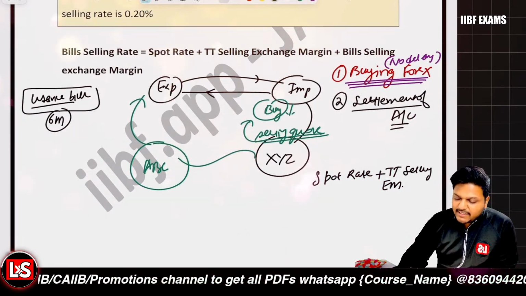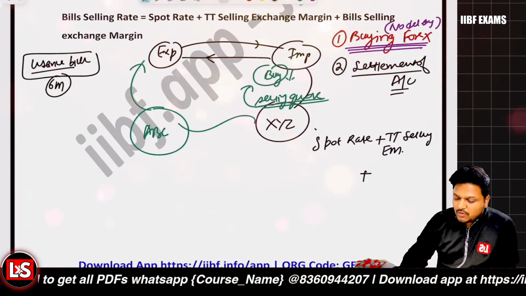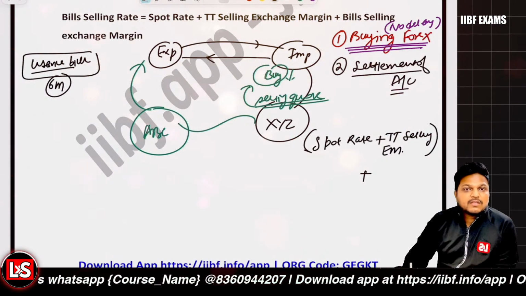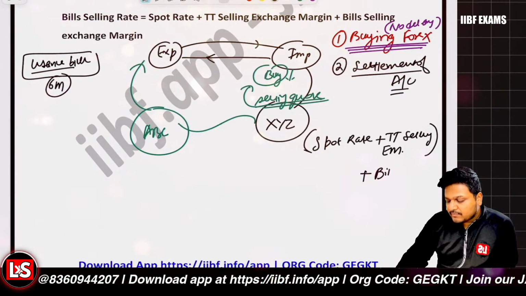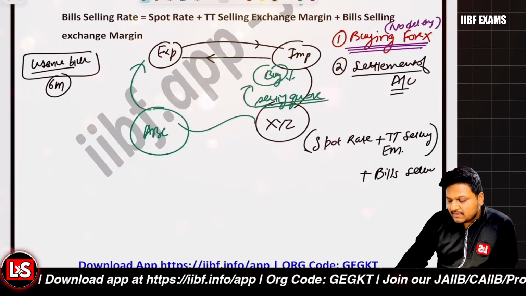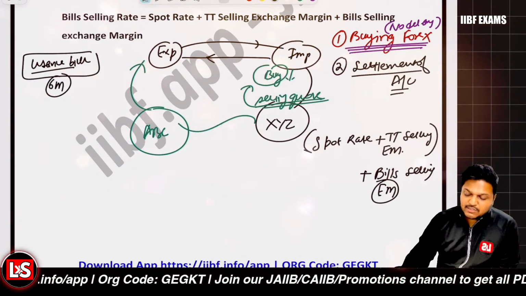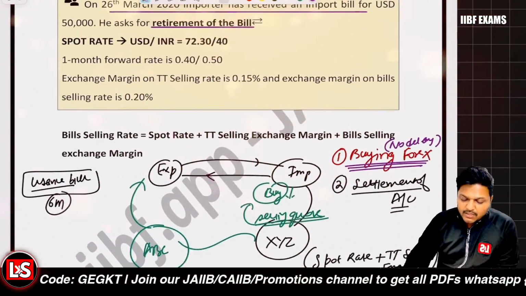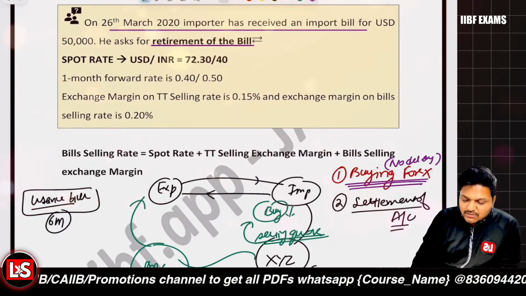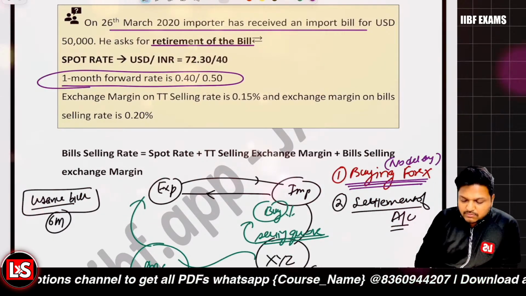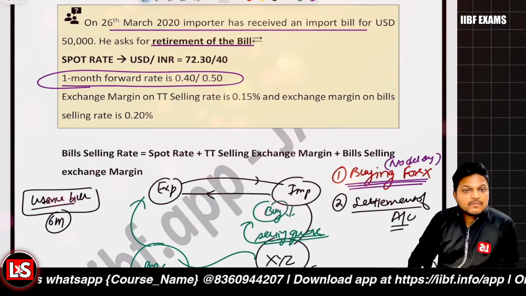And the second leg is related to what? The second leg is related to settlement of the account. After this particular transaction is done, the bills selling exchange margin will also be added up. So this is the whole transaction here. Clear with it? So the spot rate is given, the 114 point is given. That won't be used. This is just the data given to confuse you.